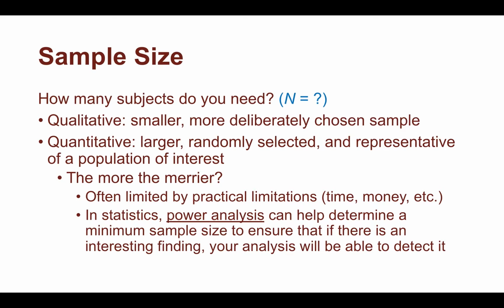So on that note, how do you go about deciding how many subjects to participate in your study? In qualitative research, as I've said, it's okay to have a smaller, more deliberately chosen sample. In quantitative research, it's usually an advantage to have a larger and, if possible, randomly selected sample and one that's representative of the population of interest. Does that mean that you should try to recruit as many people as possible?